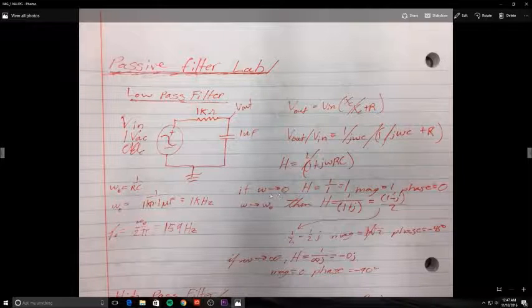If omega is approaching 0, we find that H is going to be equal to 1 over 1, which gives us a magnitude of 1 and a phase of 0. If omega is approaching omega naught, then H is going to be 1 over 1 plus j, which gives us 1/2 minus 1/2 j. So we get a magnitude of 1 over the square root of 2 and a phase of negative 45. If omega is approaching infinity, H is equal to 1 over infinity multiplied by j, which gives us a negative 0j. Our magnitude is 0 and our phase is going to be negative 90 degrees.